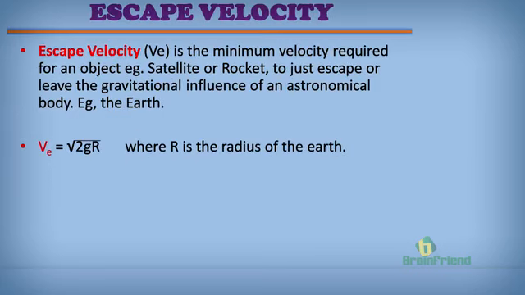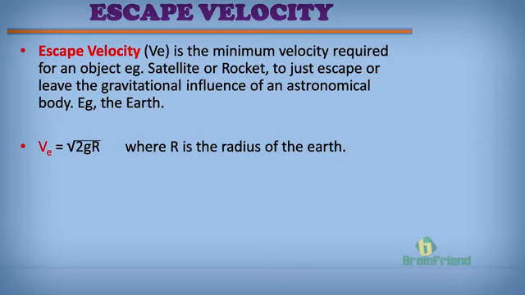The next thing on the line is escape velocity. What is escape velocity? When an object is moving around the Earth or revolving in a given orbit, a time comes when it pulls away from that orbit. A time comes when it escapes. There is a minimum velocity required for an object moving around an orbit to leave that orbit. That is simply what we call escape velocity.